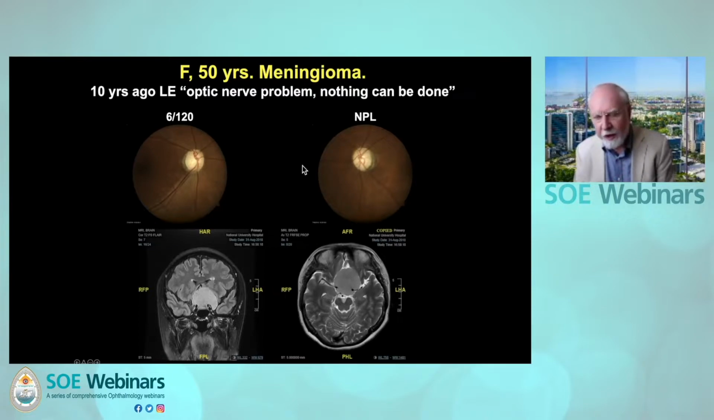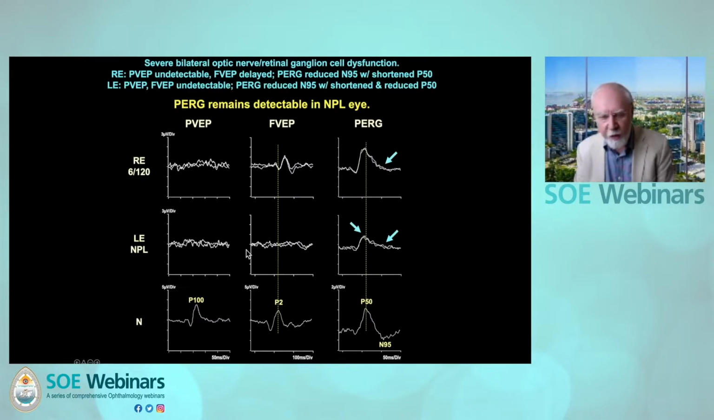This is a sad case of a patient with a very large intracranial meningioma who has a blind left eye. But even in that blind left eye with no pattern VEP and no flash VEP, there is still a detectable response from the macula. P50 is smaller than its fellow eye, and there is marked N95 component loss, bilaterally in fact, but there's also a shortening of P50 peak time.